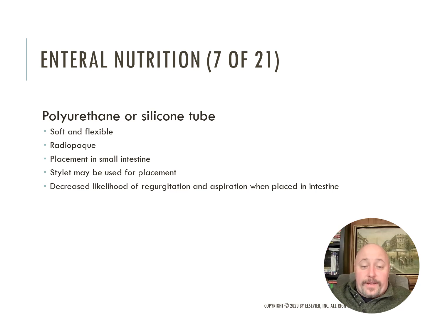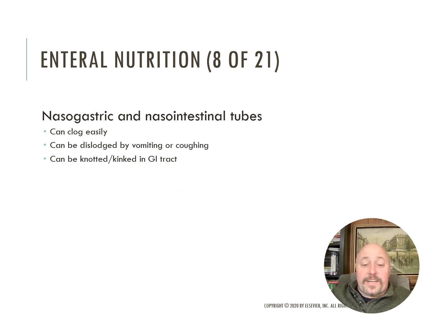The enteral feeding tube is usually made of polyurethane or silicone, making it soft and flexible. It is placed within the small intestine, though a stylet may be used to make it show up on imaging so they can ensure that it's in the right spot. Unfortunately, nasogastric and nasointestinal tubes can clog easily. They can also be dislodged by vomiting or coughing and can be knotted or kinked in the GI tract as well.